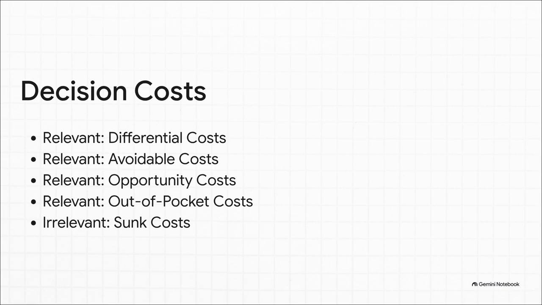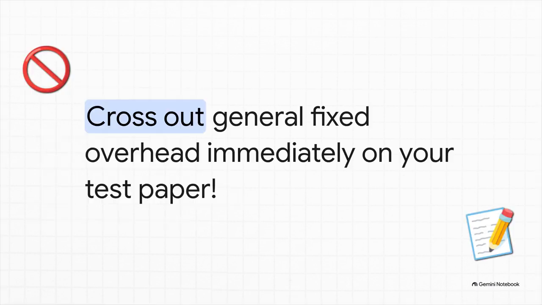For example, if a brand new special shipping fee only kicks in because you accepted the order, that's a differential, out-of-pocket cost. It matters. But a sunk cost? Think about the depreciation on a factory machine you bought 5 years ago. That cash is long gone. It doesn't change a bit whether you take this new order or not. Which brings us to a huge time saver.